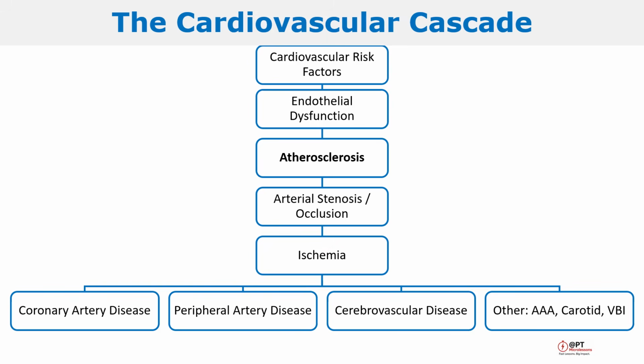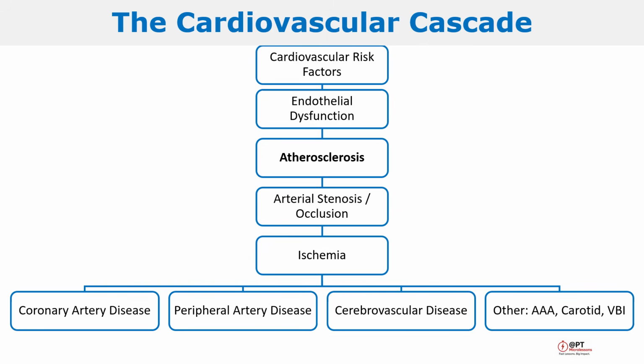The word comes from two Greek roots. Athero means paste, referring to the fatty material that builds up inside arteries, and sclerosis means hardening. Atherosclerosis describes the buildup of fatty plaque within the arterial wall that progressively hardens and narrows arteries over time. The cardiovascular risk factors we'll discuss all accelerate this process.